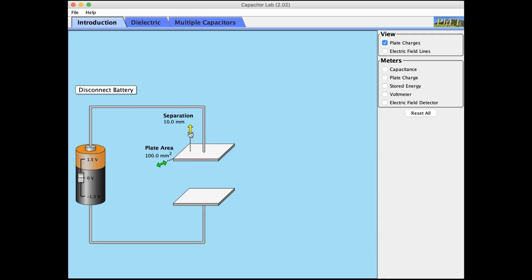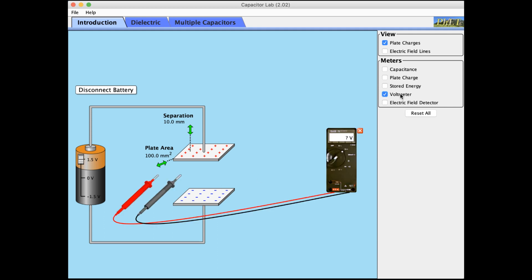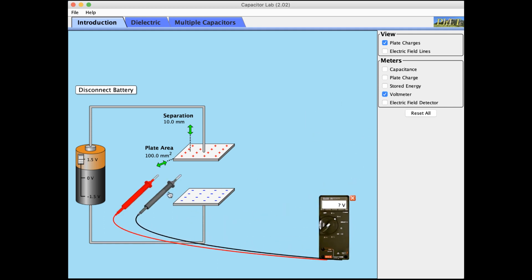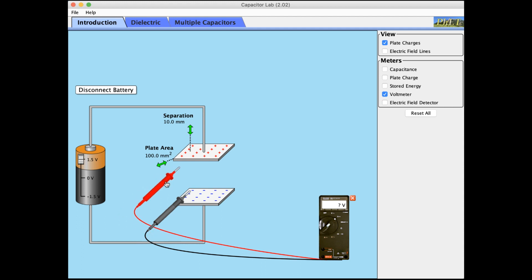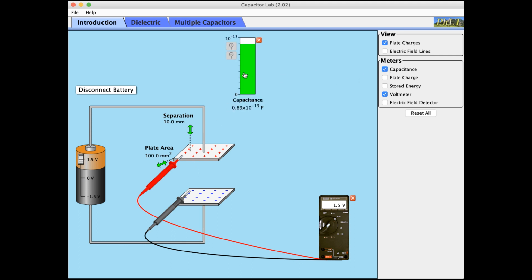Here's a little simulation to help us visualize what's going on. I've got a battery attached to these two parallel plates. They each have a separation and a plate area. So if I turn on the battery here, you notice that this side becomes positively charged and this side becomes negatively charged. I can add my little fake voltmeter, measure the voltage across from one to the other, and it's 1.5 volts. Okay, so now I can calculate the capacitance, right? The capacitance in this case is 0.89. That's based on that equation we just saw where it's epsilon naught A over D.